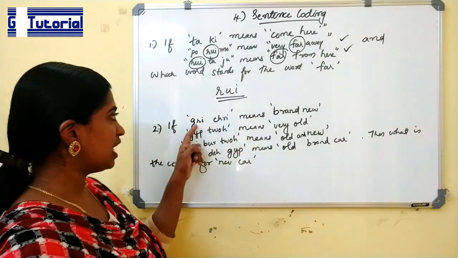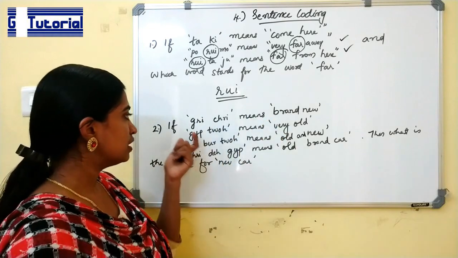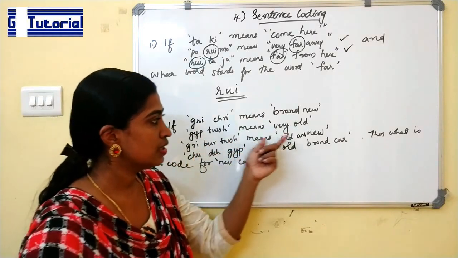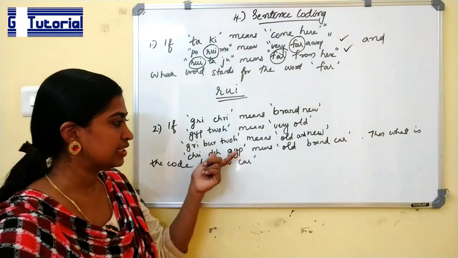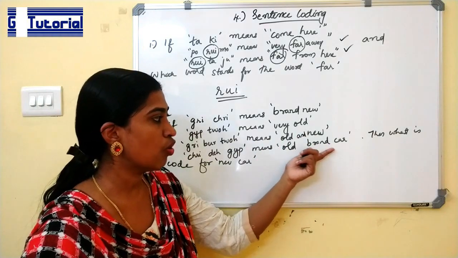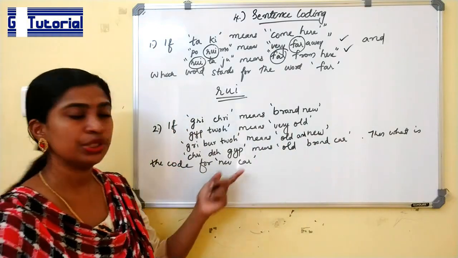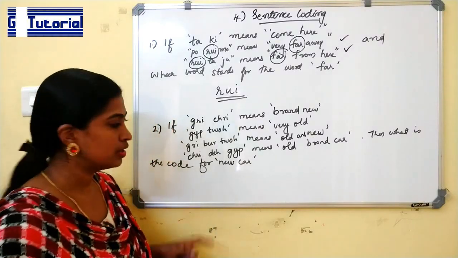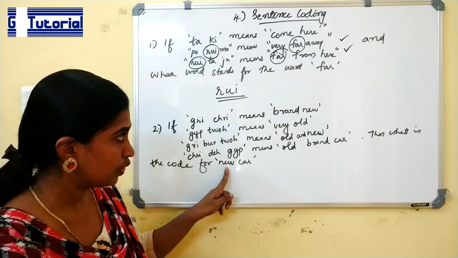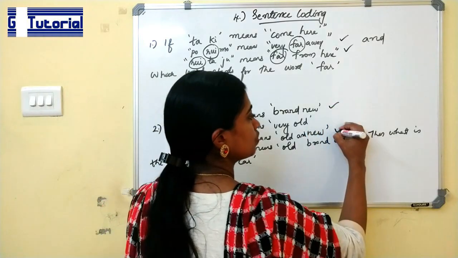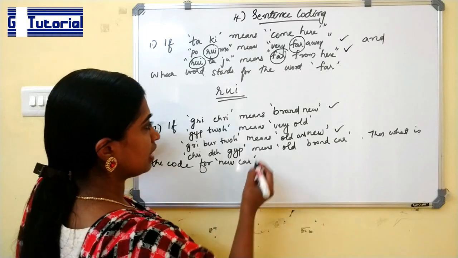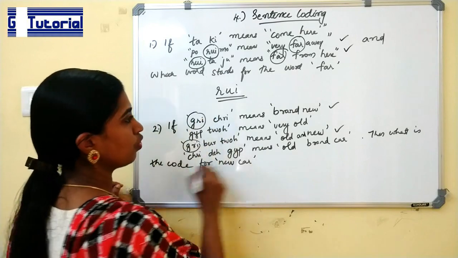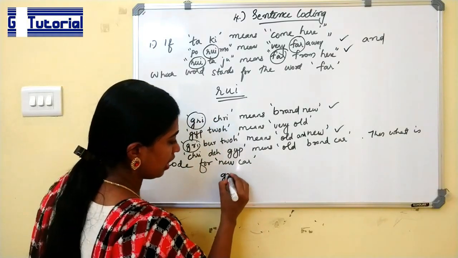Next question. If GRICHRI means brand new, GYPTWOH means very old, GRIBBTO means old and new, CHRIDGYP means old brand car, then what is the code for new car? We have to find the code for new car. So first let us find the code for new. New is present in these two sentences. So what is common in those two? GRI is common in these two. So the code for new is GRI.